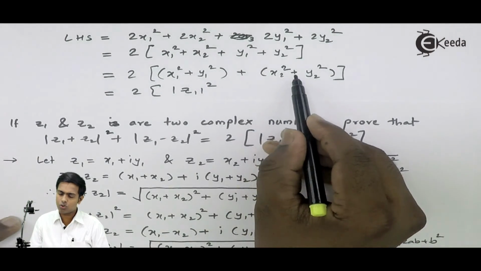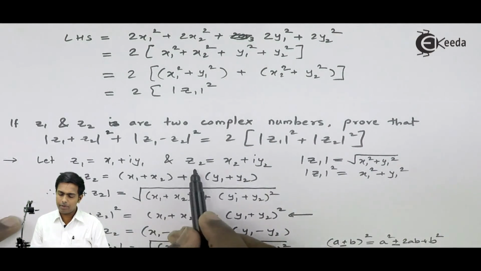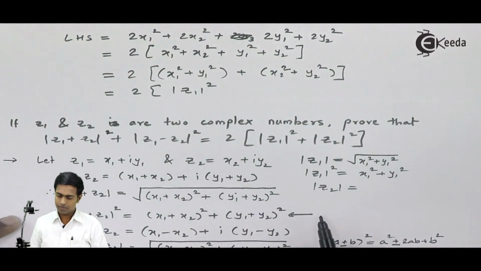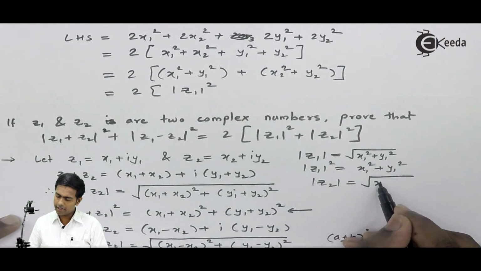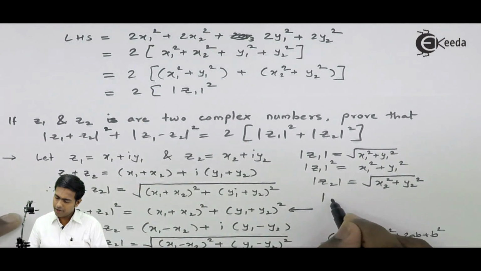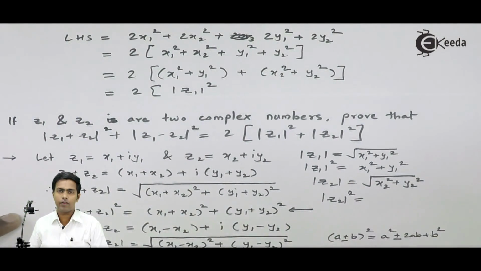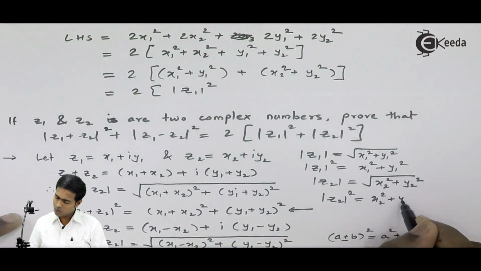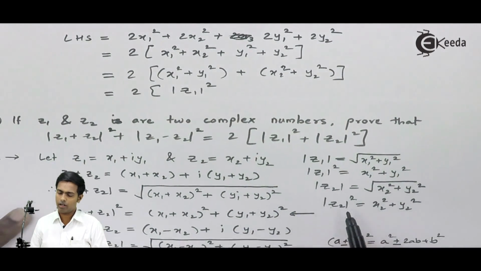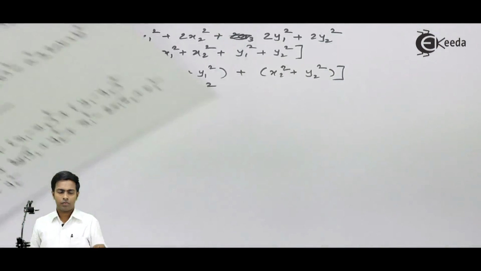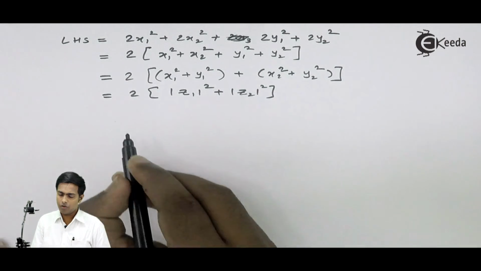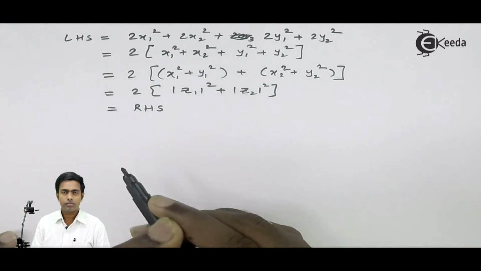Now for this part, x2 square plus y2 square, again come here to z2. If I try to find mod of z2, we will get root of x2 square plus y2 square. If we find the square of this mod, then we will get x2 square plus y2 square. So I will substitute this value as mod of z2 the whole square over here. It means we are getting RHS. It's so simple.